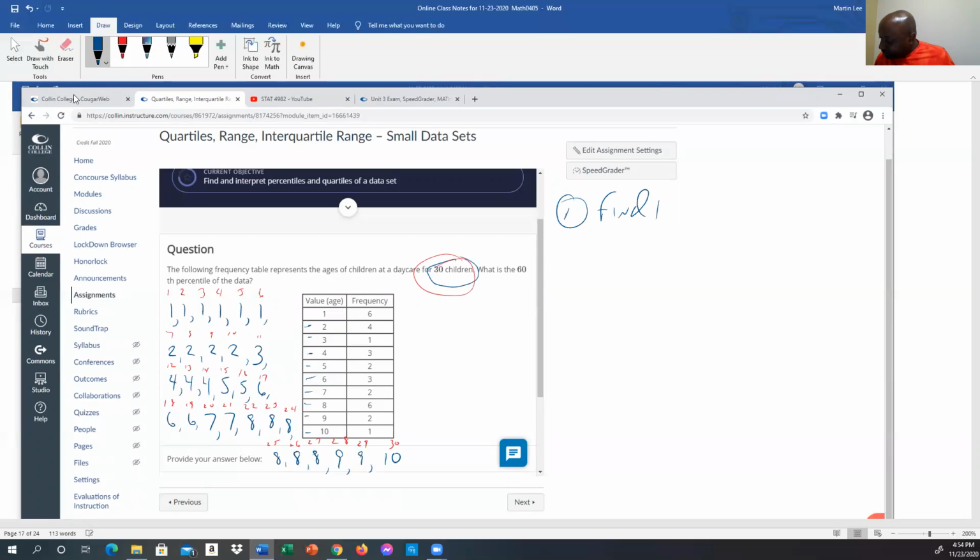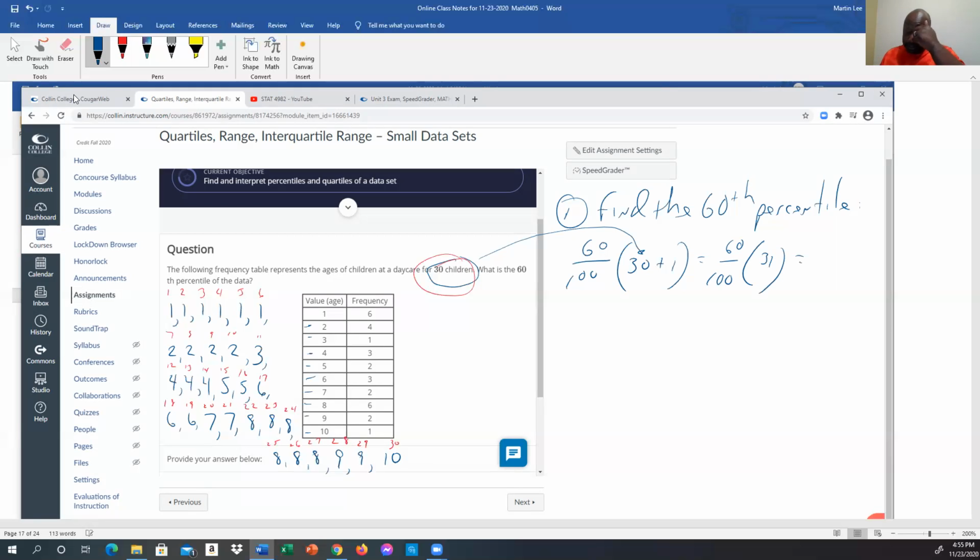So to find the 60th percentile, we do this: 60 over 100 times the 30 children plus 1. This equals 60 over 100 times 31. You can use your calculator and that'll give you 18.6.